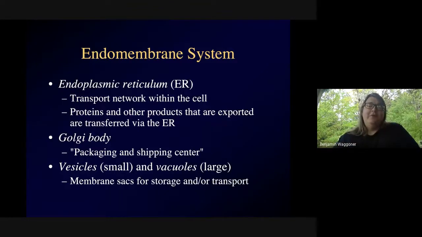And there's also a various number of small little membrane sacs in a cell. Small sacs are called vesicles. Larger sacs are called vacuoles. These might be used for storing substances or for transporting them. There's a lot of things that those can do. The whole thing is called the endomembrane system. And again, endo means inside. The endomembrane system is the system of membranes that's inside the cell.